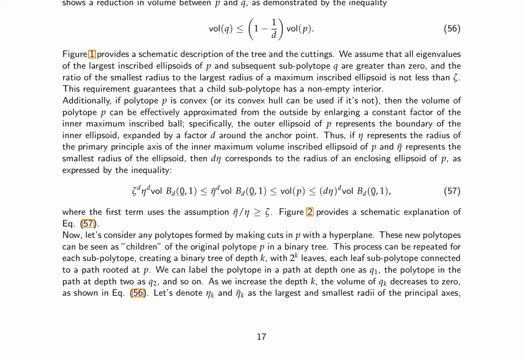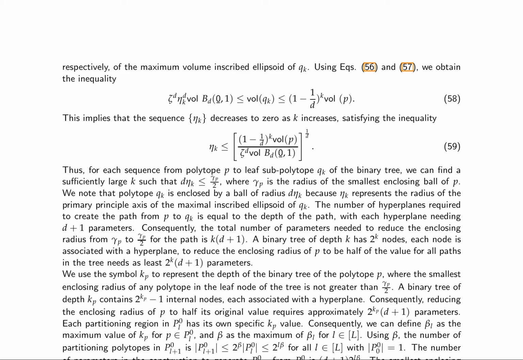The paper also introduces the concept of the inner and outer ellipsoids of a polytope, which are used to approximate the polytope volume from the inside and outside, respectively. The inequality ζ_d η_d ≤ volume(Q_k) ≤ (1 - 1/d)^k volume(P) is derived, which implies that the sequence of radii of the principal axes of the maximum volume inscribed ellipsoid of Q_k decreases to 0 as k increases.